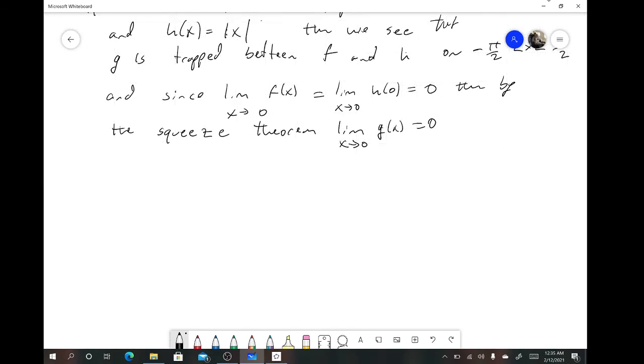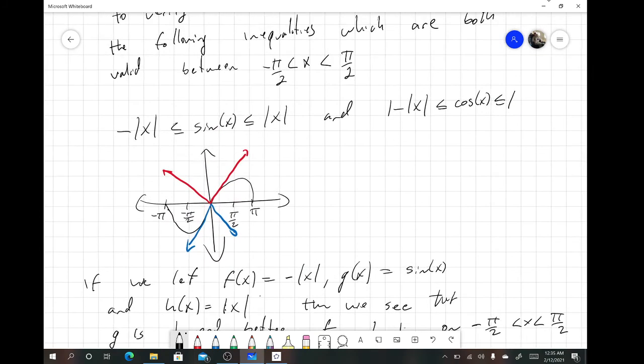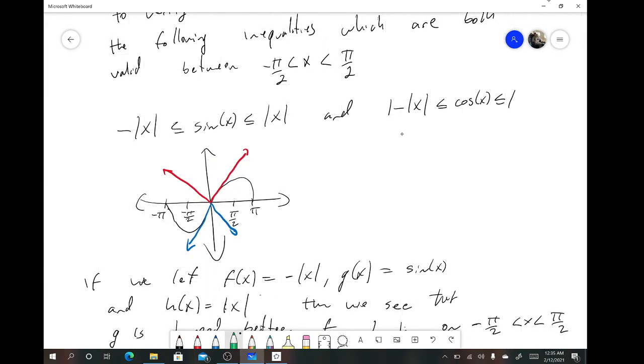Now similarly, this is going to be the same case with cosine of x. So to evaluate the limit as x goes to 0 of cosine of x, we will use the following inequality, which is 1 minus the absolute value of x less than cosine less than 1.